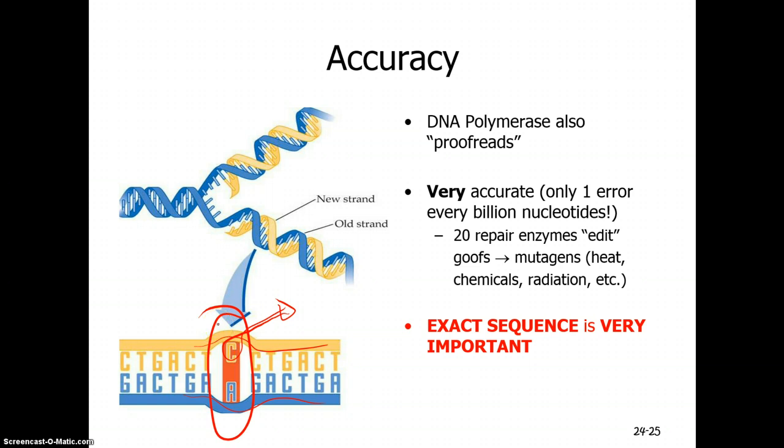What causes these mistakes? Well, there are several reasons. Sometimes mistakes just occur, random mutations. You have mutagens, things like excessive heat, like when you get sunburned. The reason that can cause skin cancer is because you're damaging your DNA. Chemicals and radiation are all mutagens that can cause mistakes to occur more frequently. So the exact sequence is very, very important, because that is what makes you who you are.